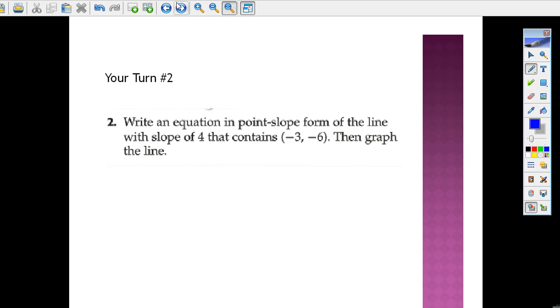Alright, so here's your turn number 2. Write an equation in point-slope form, which is again y minus y1 equals m, your slope, times x minus x1. Slope is 4 and contains the point (-3, -6). Then graph the line and come back when you're done.